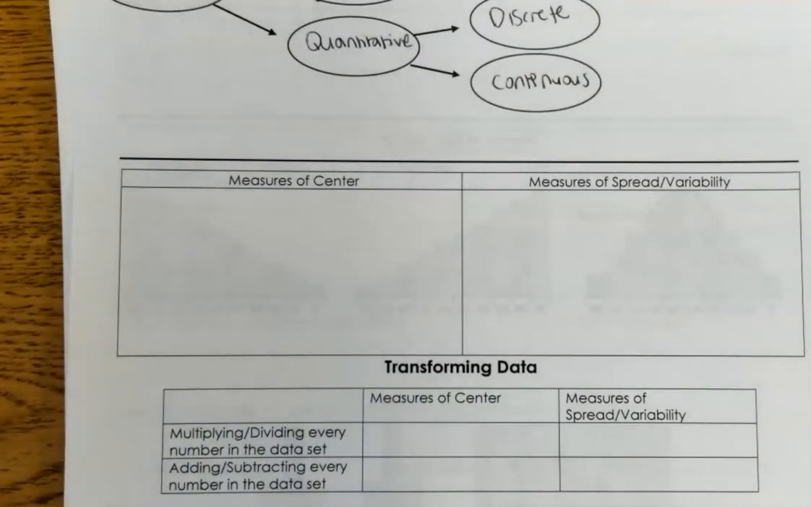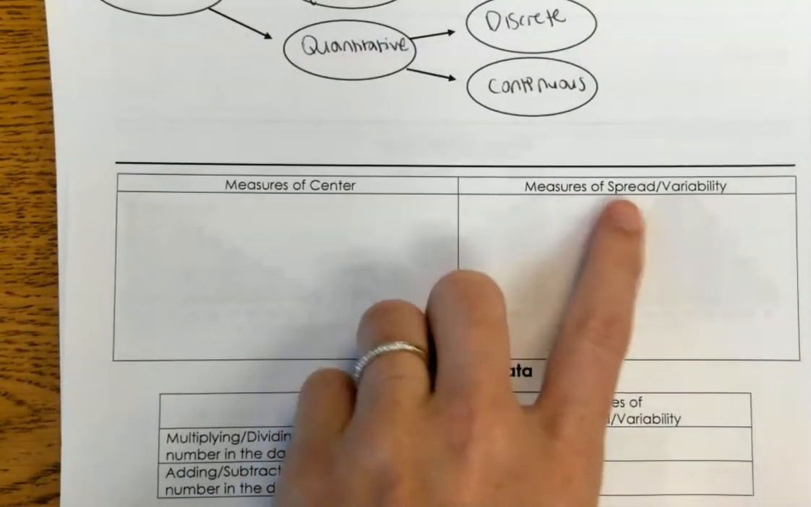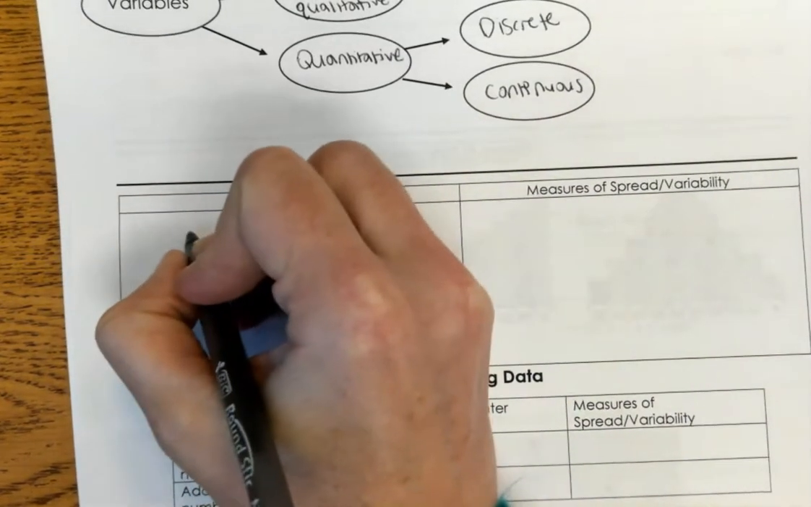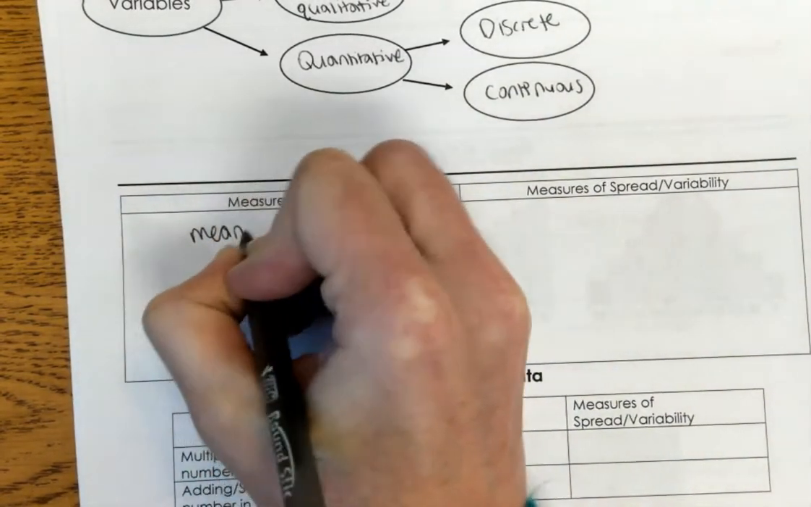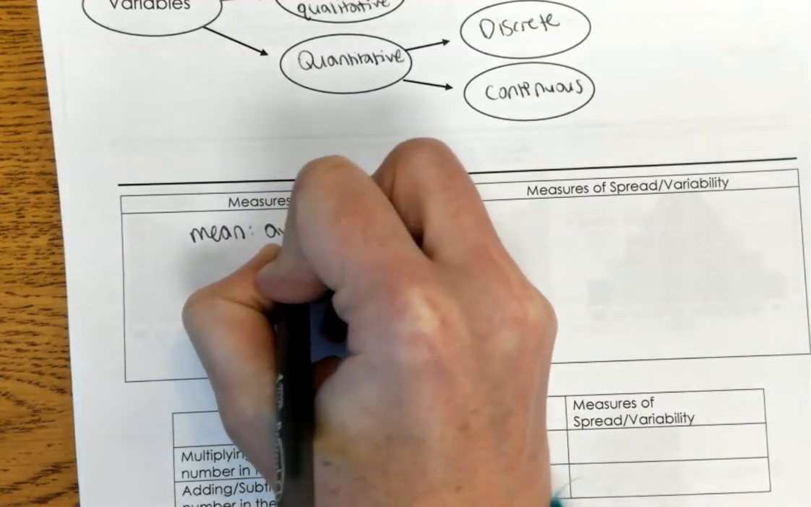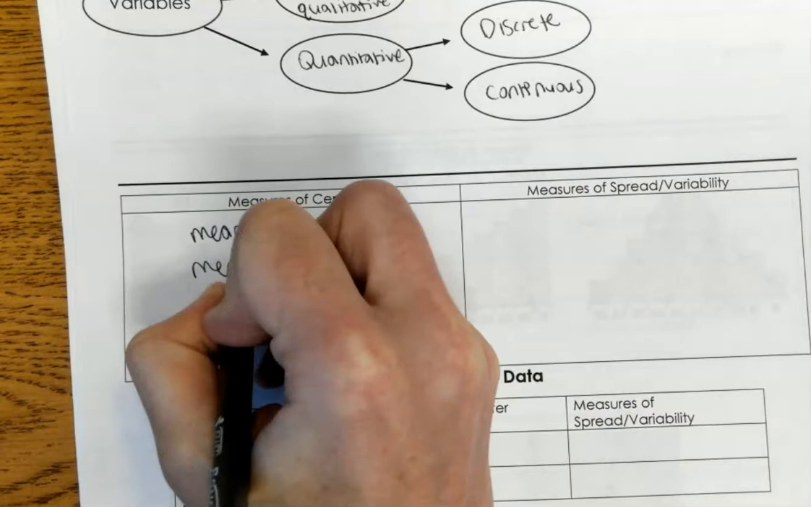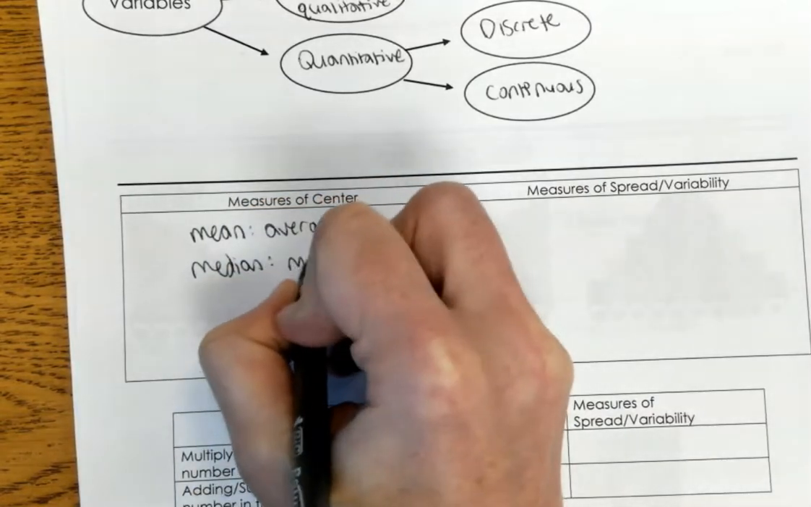Now let's talk about measures of center and measures of spread or variability, which mean the same thing. So the measures of center that we talked about were mean, which is your average, median, which is your middle number.